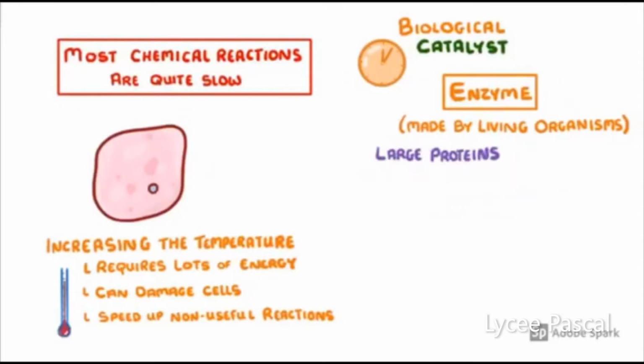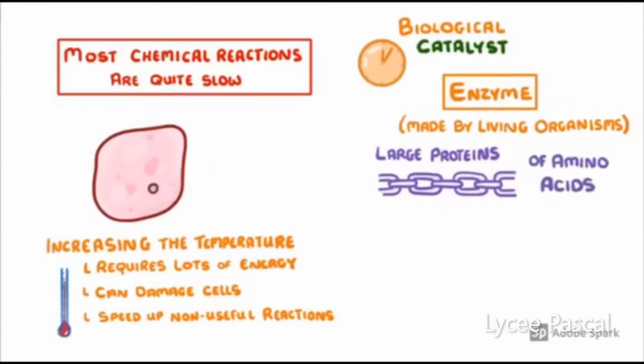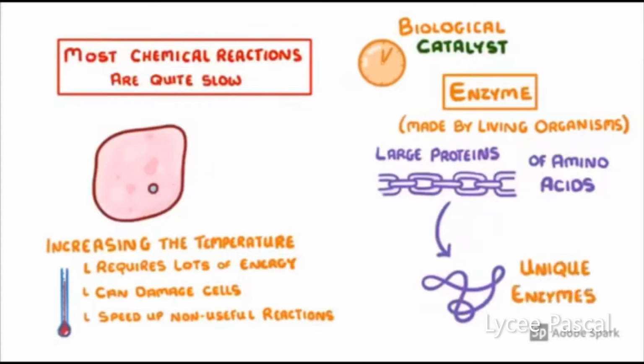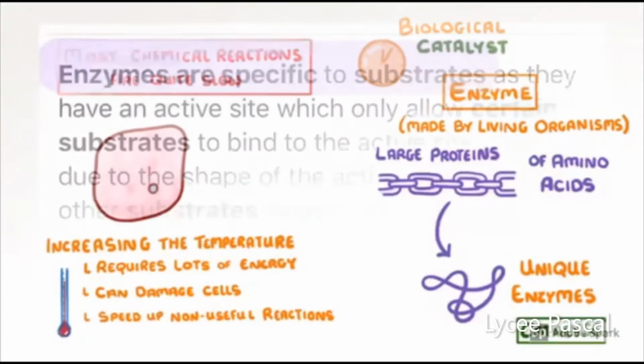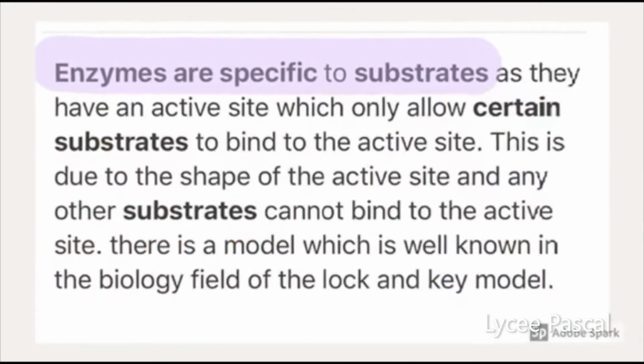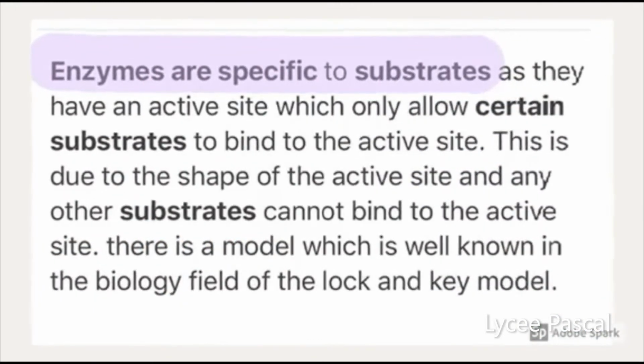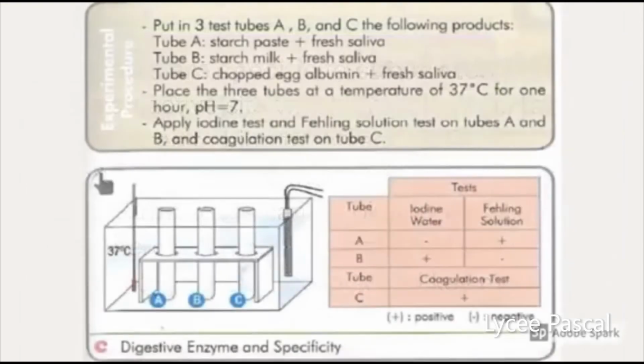They are folded into a unique shape, so each enzyme catalyzes a particular reaction. It means that each enzyme only breaks down a specific substrate. So the first property is enzymes are specific to substrates. Now let's look at this experiment. In this experiment, we are going to prove how each enzyme works on a specific substrate.